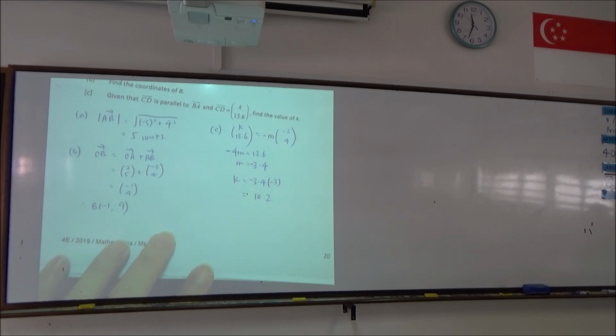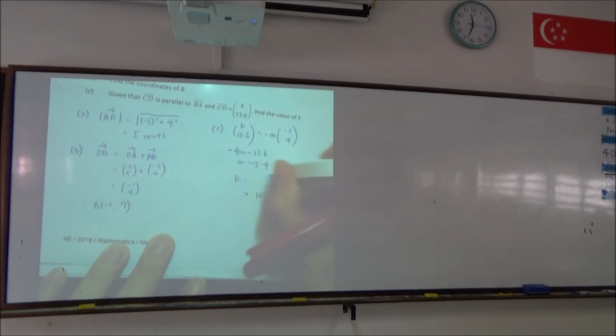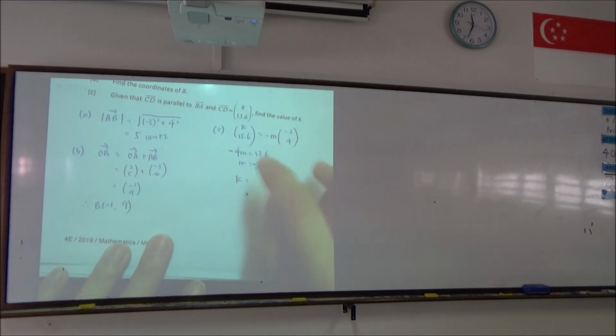Negative m would be... here it should be times 4, what? Wait, negative 4m plus 1.2, right? 1.2 plus negative 9. You've got a lot of negatives. Negative 4m equals 13.6, correct? m is equal to negative 3.4, correct? Okay, then k will be negative... So let's say I did negative 3.4 times negative 3. So that will still be negative 10.2, right?